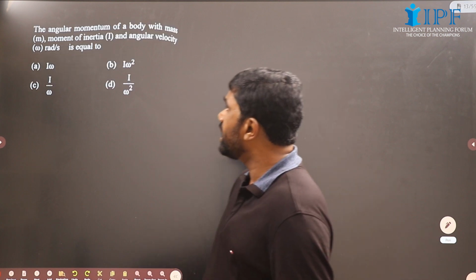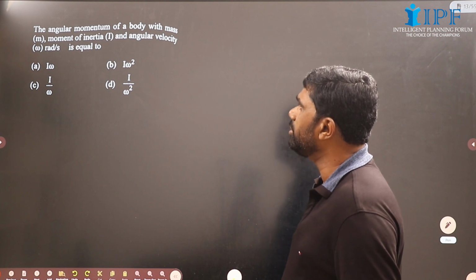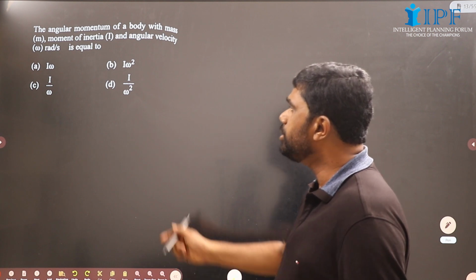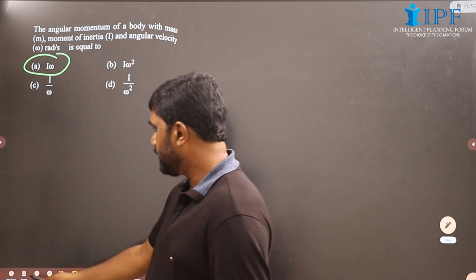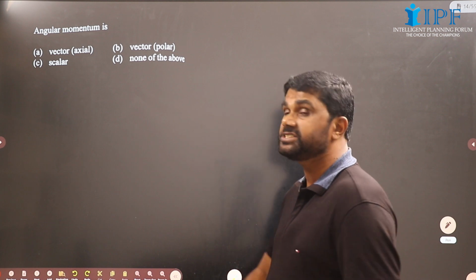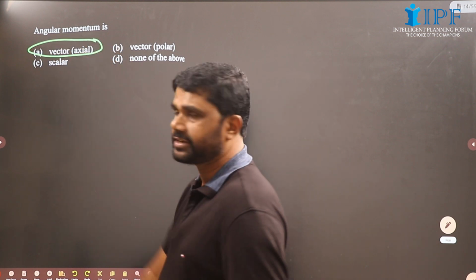Now, the angular momentum of a body with mass m, moment of inertia I and angular velocity omega will be I omega. Okay, this one, I omega. And next, angular momentum is an axial vector. Angular momentum is an axial vector.